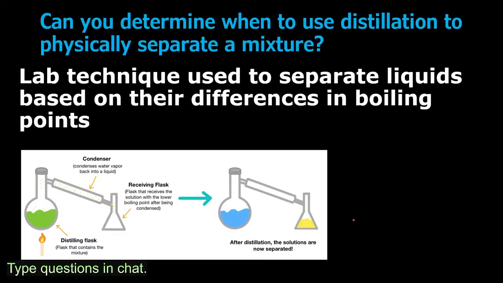All right, so let's look at another way to separate a mixture. And why do we talk about these? Because mixtures are the only things that can be physically separated. Compounds can be chemically separated. Mixtures can be physically separated.